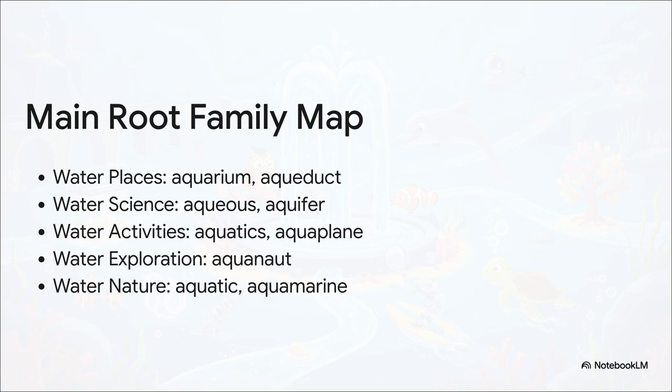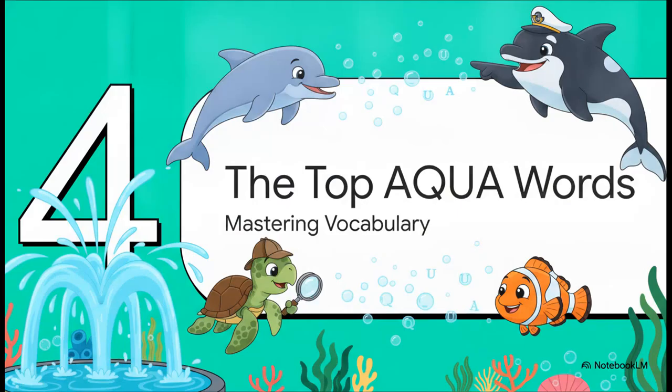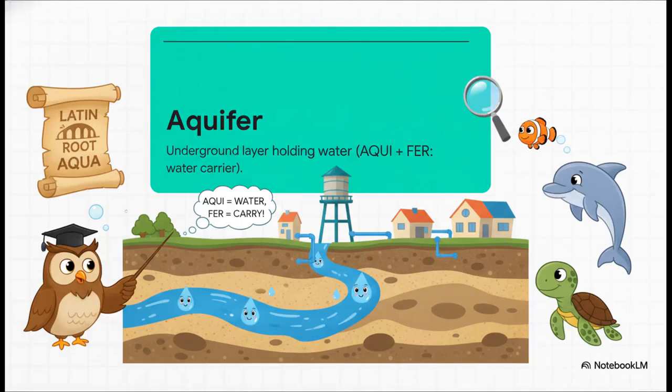and actually memorize them. Now, what's really interesting about this next part is we're opening the case files, Section 4, the top aqua words. Let's officially master this vocabulary. Let's break down our first keyword, aquifer. When we dissect this word, we see AQUA, which we already know means water, combined with fer, which means to carry. So the literal meaning of an aquifer is a water carrier.